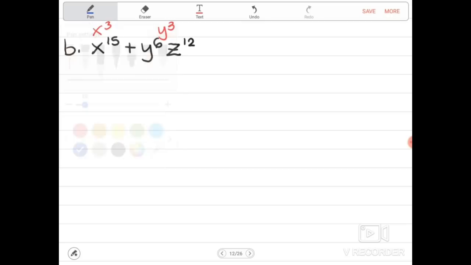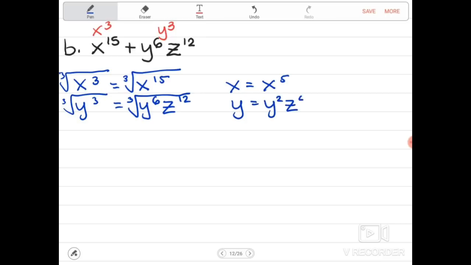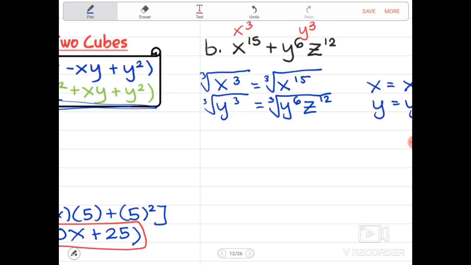So, ganun lang ulit. What is our x cube? X cube is x raised to 15. What is our y cube? Y cube is equal to y raised to 6, z raised to 12. Just simply get the cube root. Okay, so kunin natin yung cube root nila. So, x is equal to x raised to 5. So, dinidivide lang natin siya by 3 ha, yung exponent ng variable. Then, for y, we have y squared z raised to 4. Okay? So, sasubstitute na natin siya dito sa formula.